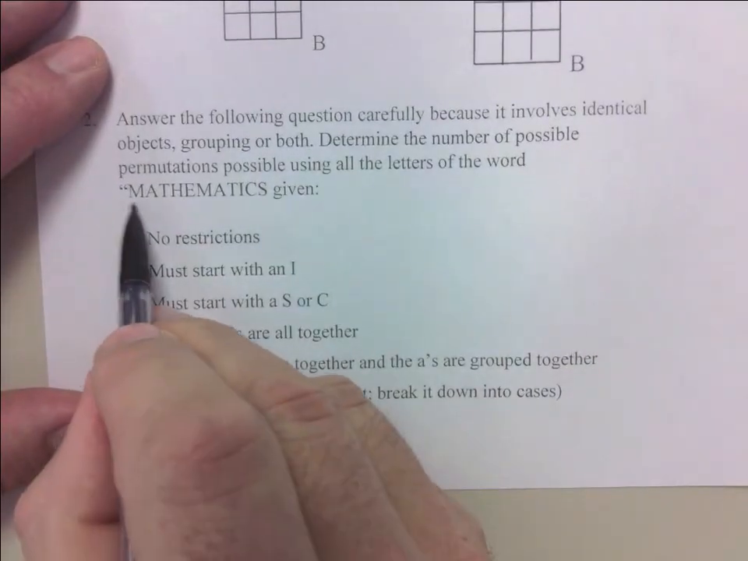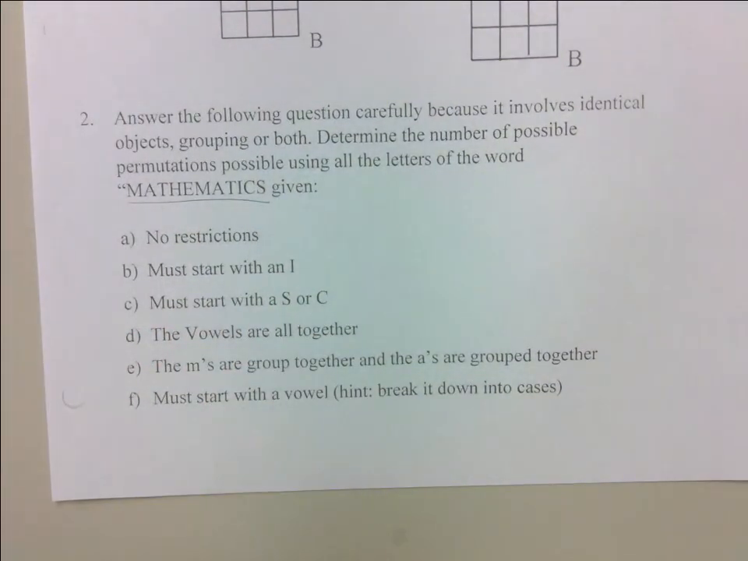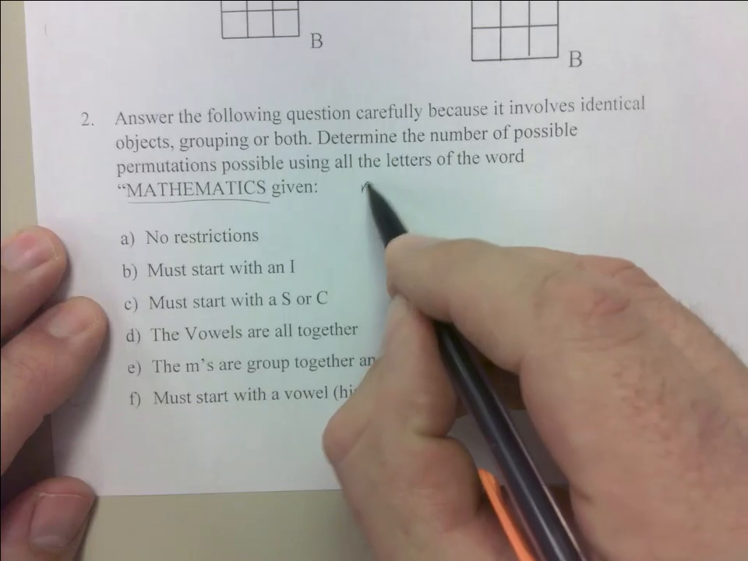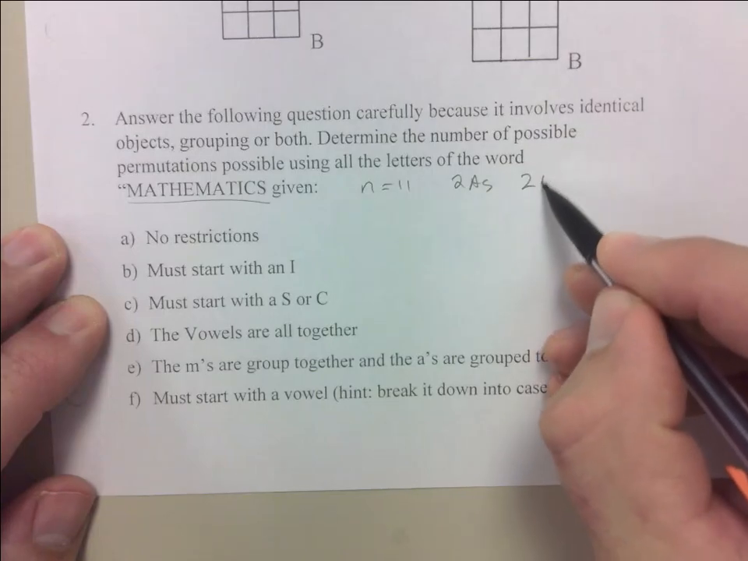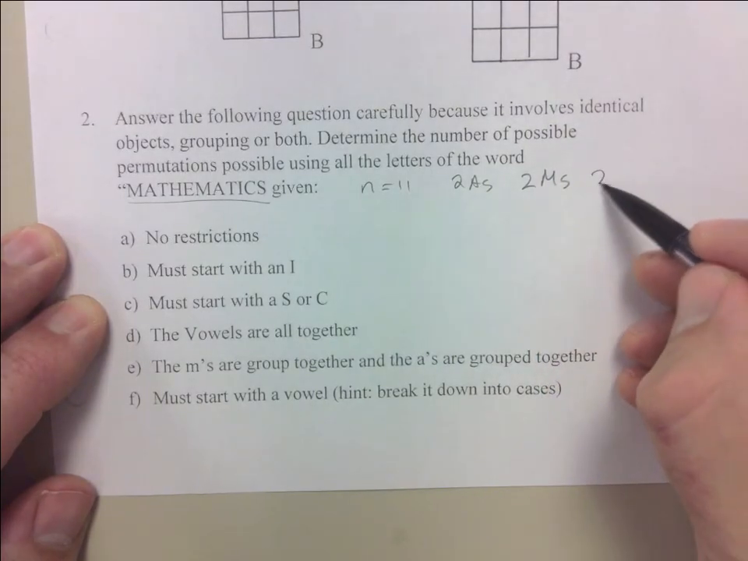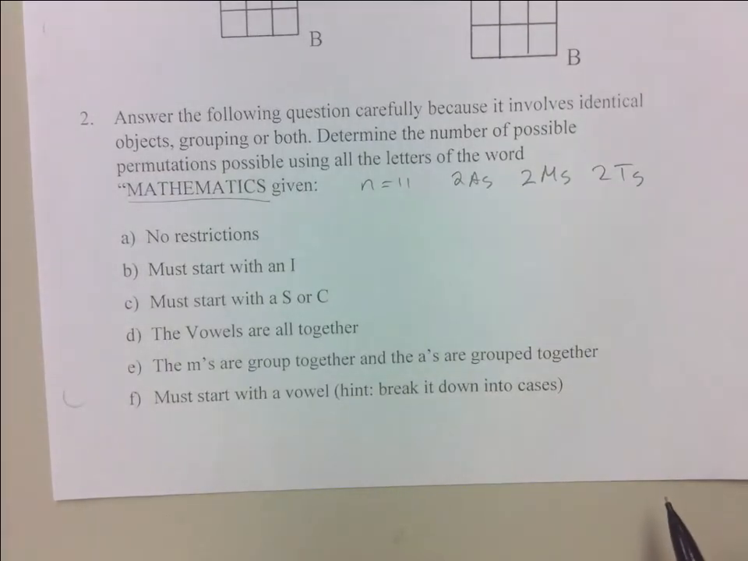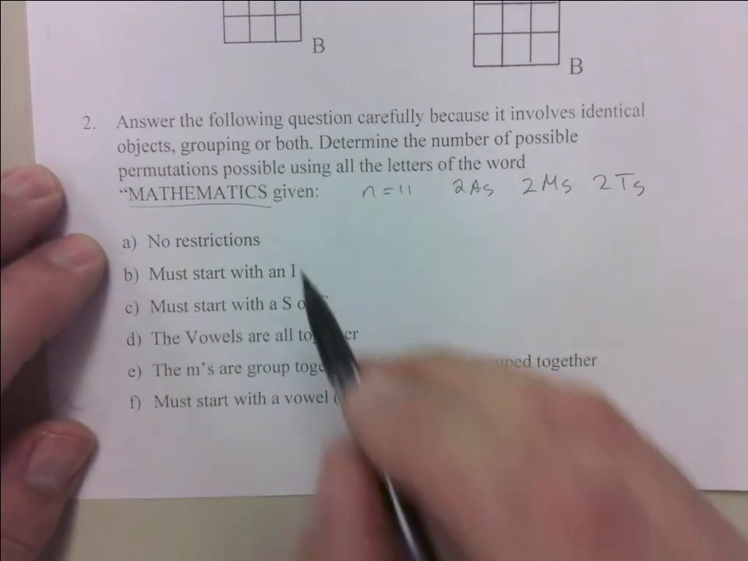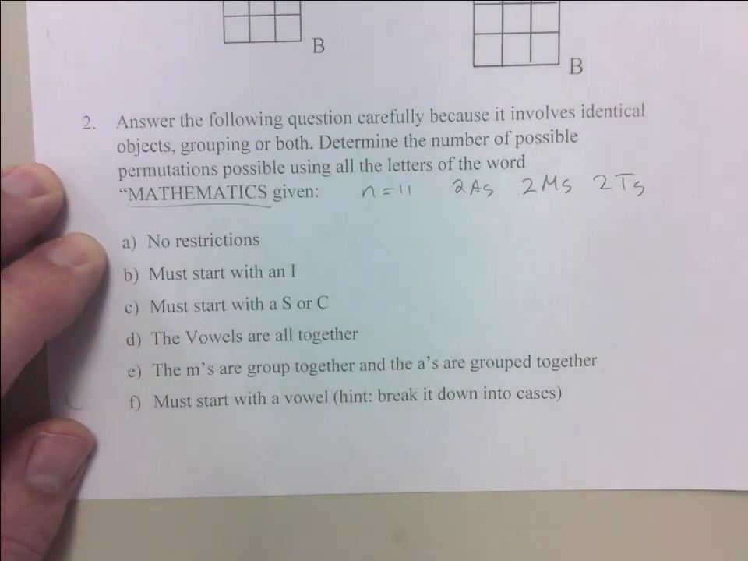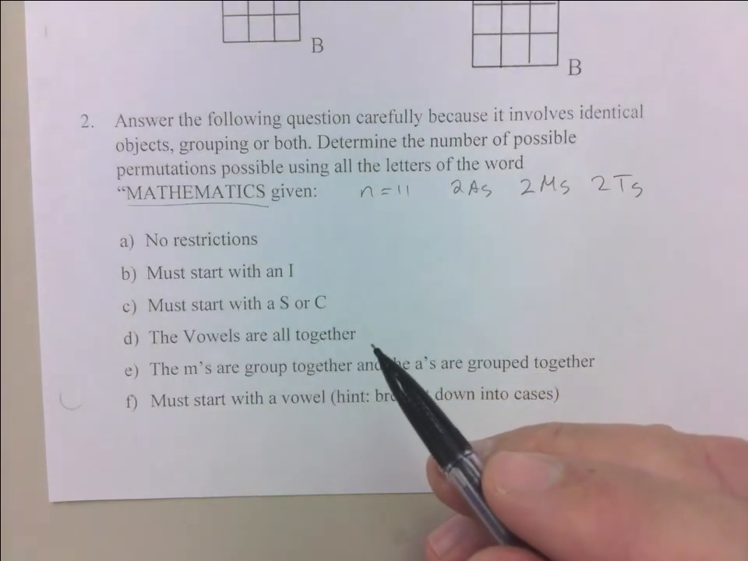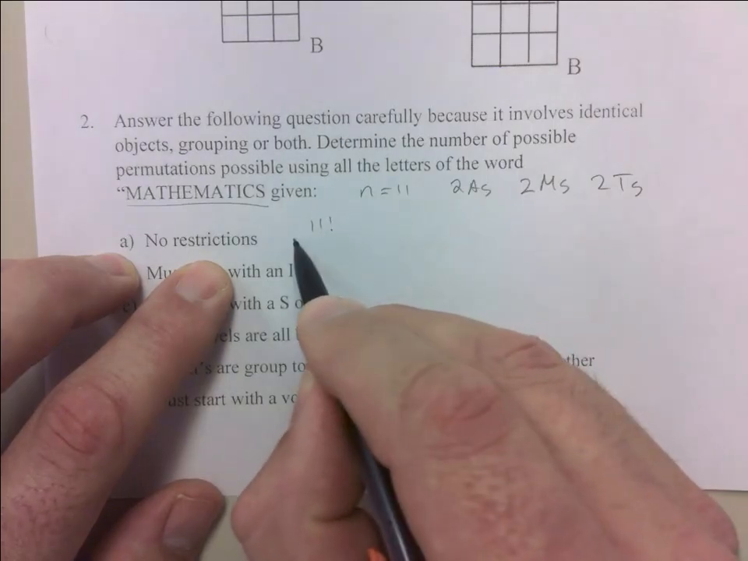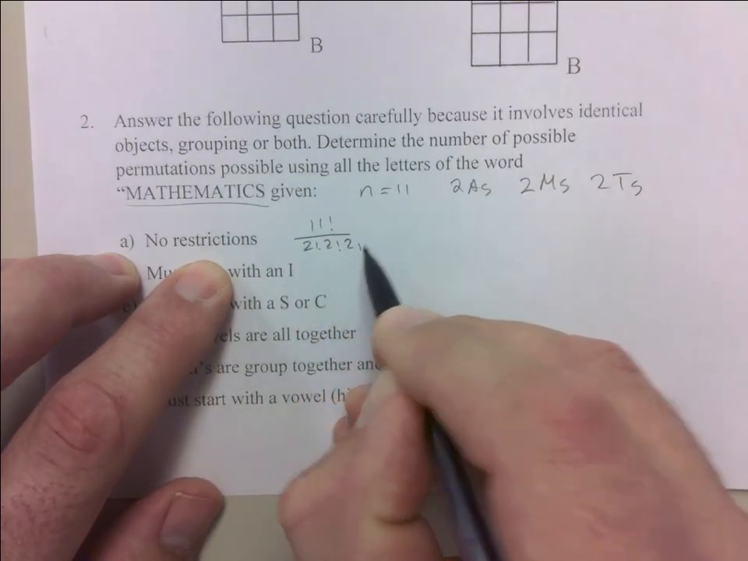Let's do this one here. Mathematics, I hope that we didn't deal with identicals before, guys. We started this week, okay? So at this point, you've got n is equal to 11. You've got 2 a's. You've got 2 m's. You've got 2 t's. That's all I got. You good? Okay. So no restrictions. It doesn't matter. It just means we don't care if the first one is an m or n or whatever. We don't care. But it's still 11 factorial over 2, 2, 2. Okay?